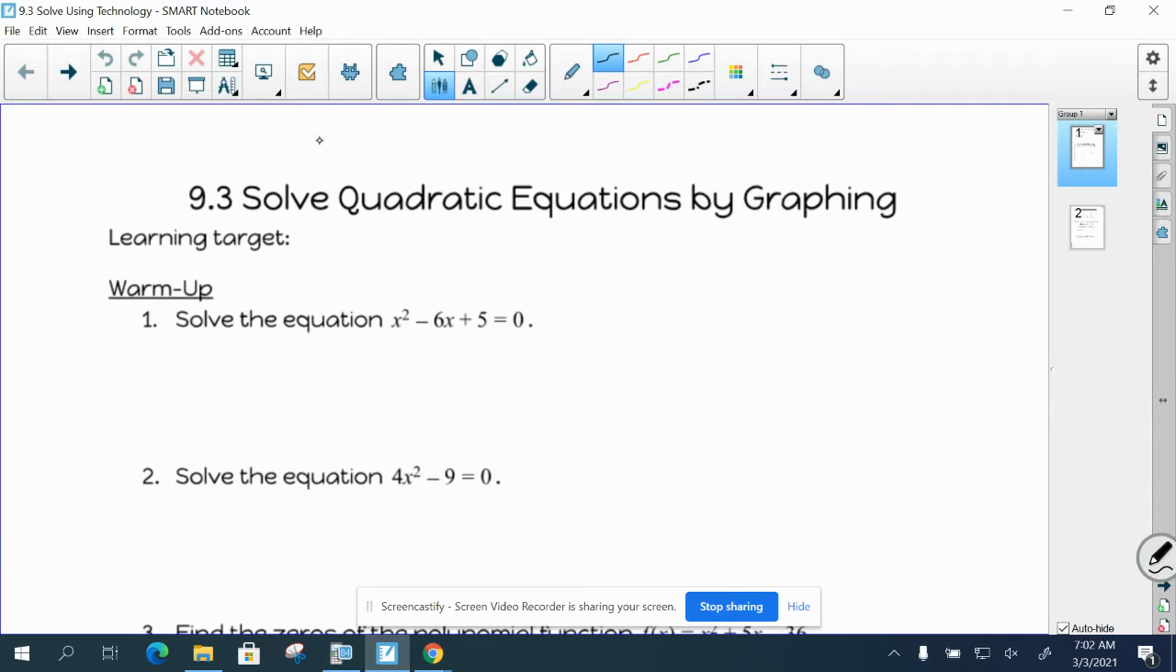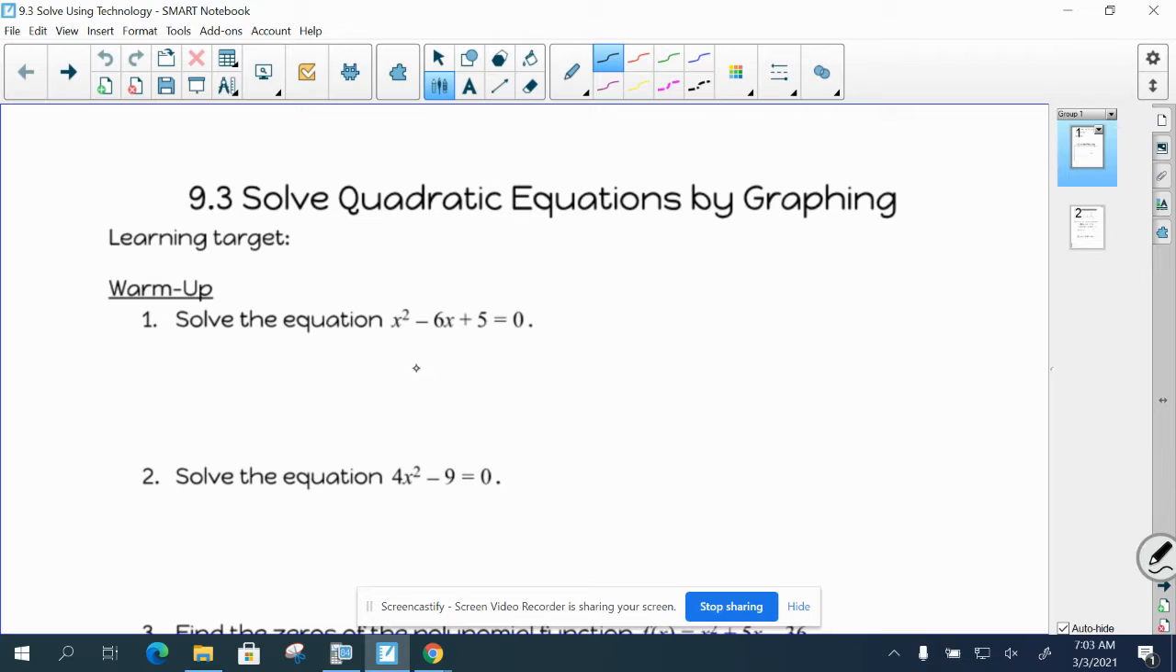Hello everyone, this is 9.3 Solving Quadratic Equations by Graphing. So today we're going to learn how you can solve an equation like this, not by factoring, but by using Desmos and looking at the graph. You're also going to be expected to draw a sketch of the graph, including what the zeros are, which is your solutions, which is where the graph crosses the x-axis.